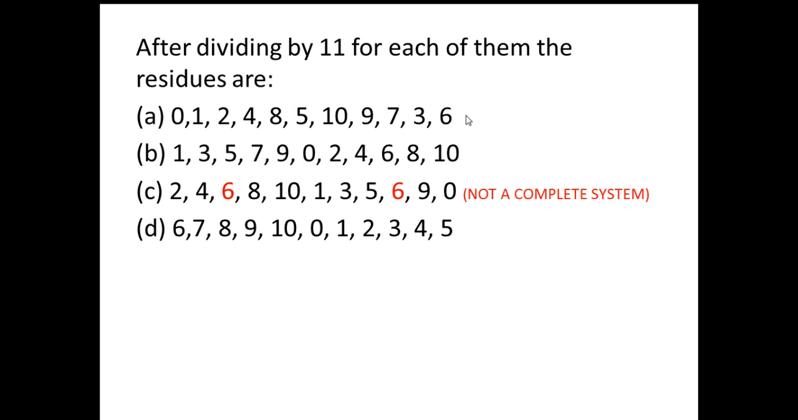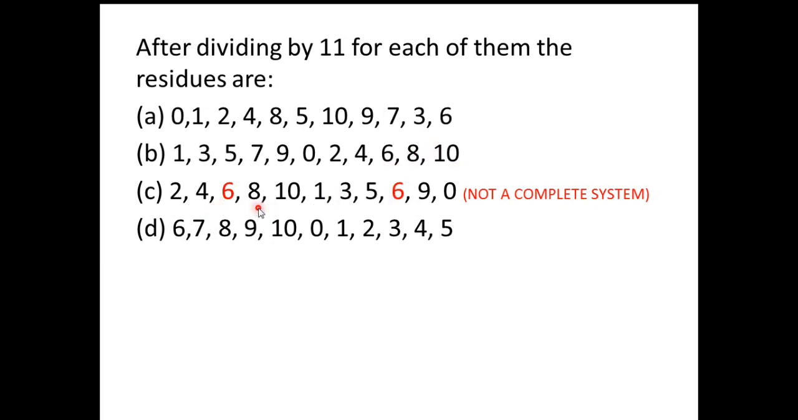In the first part, we are getting numbers 0 to 10, that is 0 to n minus 1, where n is 11. We are getting all the numbers and there is no repetition. All are incongruent modulo 11. In the second part also, we are getting all the numbers 0 to 10 and there is no repetition.